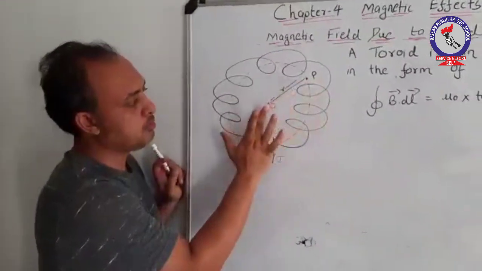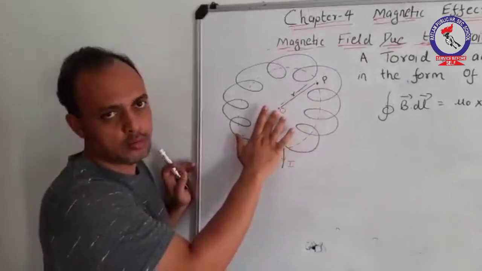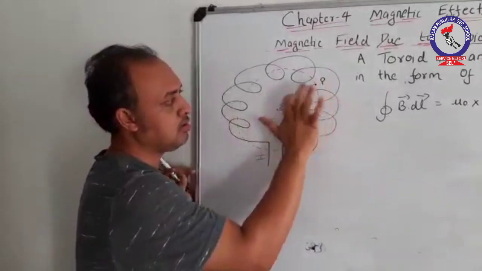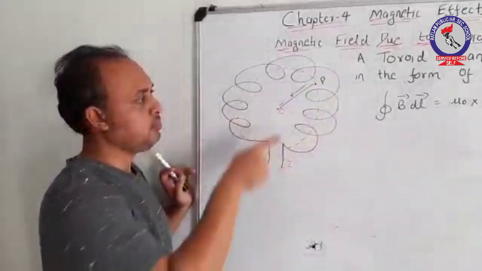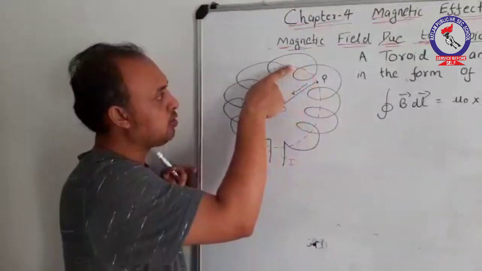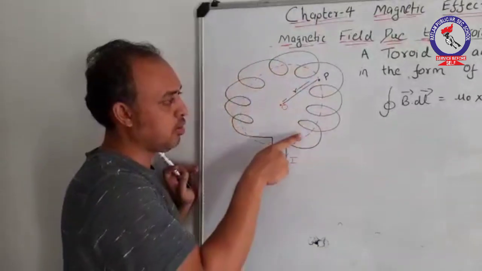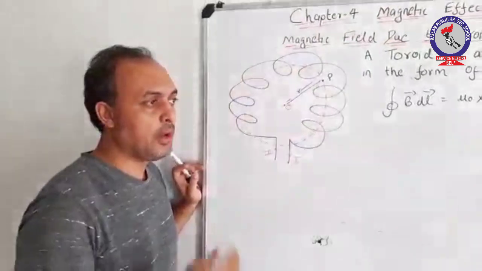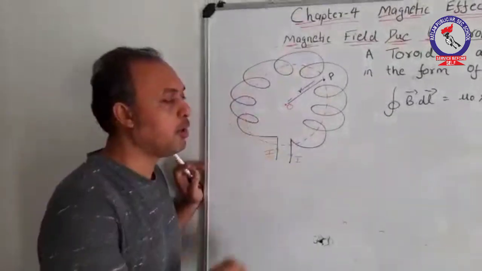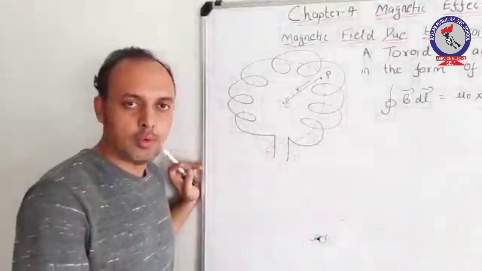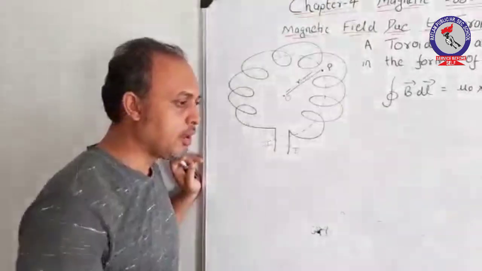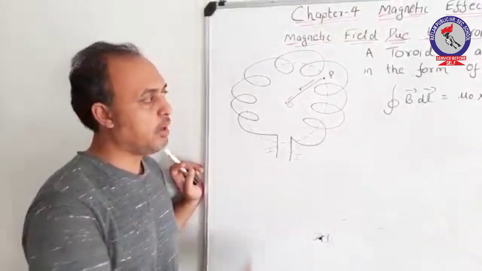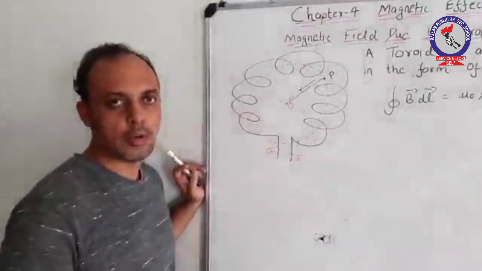As you observe, considering a point O and a point P which is at a distance of r from this center, if I rotate this point P inside this toroid, keeping the distance the same, I will observe that the magnitude of the magnetic field at any point inside the toroid remains uniform, comparing it with that of a solenoid, which was varying, while that of the toroid is uniform.